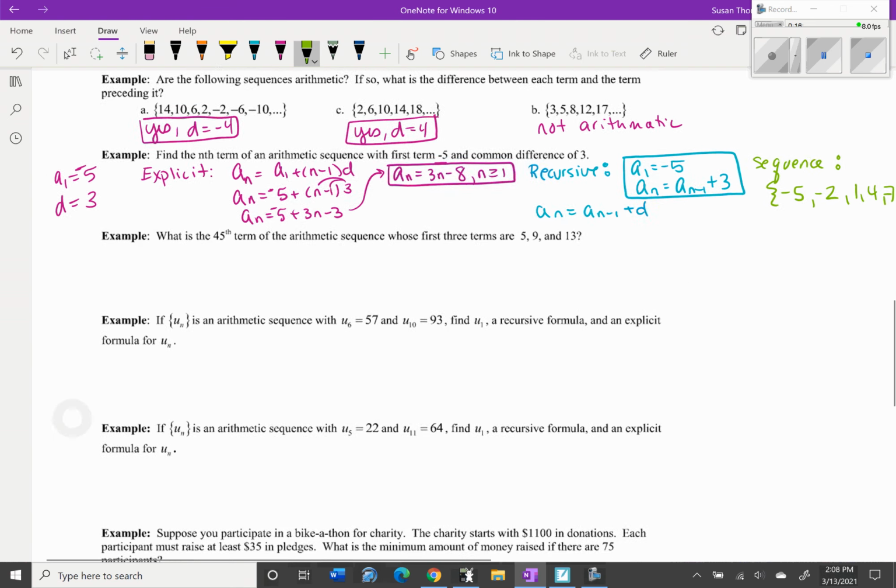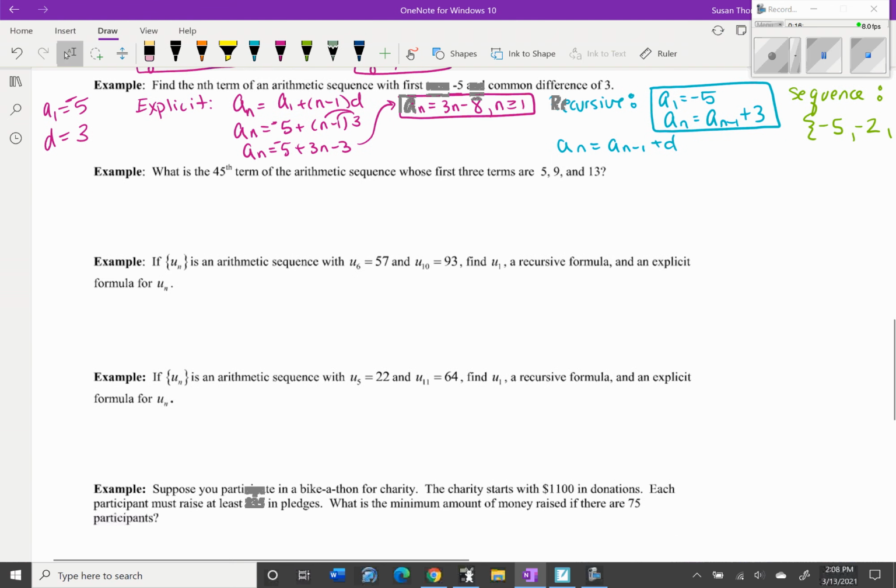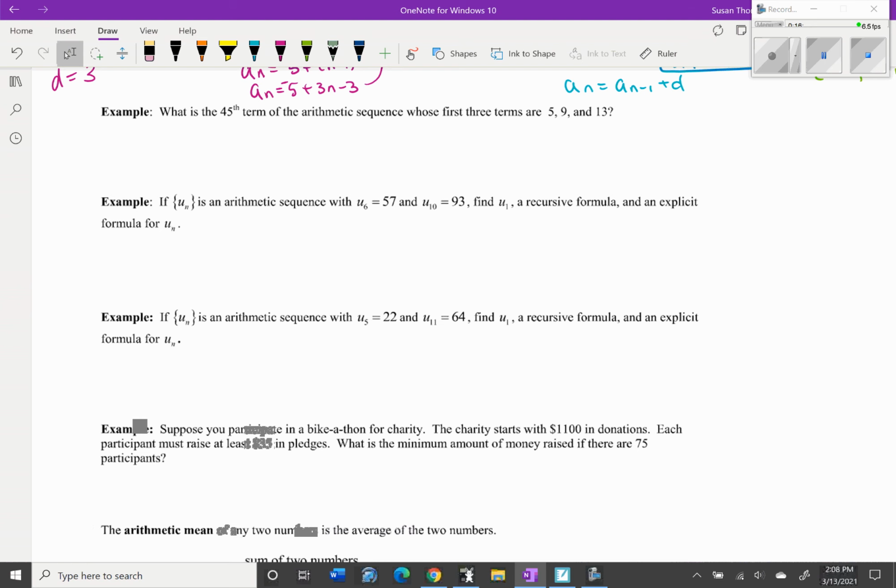All right. For the next example, it says, what is the 45th term of the arithmetic sequence whose first 3 terms are 5, 9, and 13? So first we want to find our first term, which we know is already there, which is 5. Then we want to find the common difference. So the common difference we find by subtracting the consecutive terms. 9 minus 5 is equal to 4. So that is our common difference.